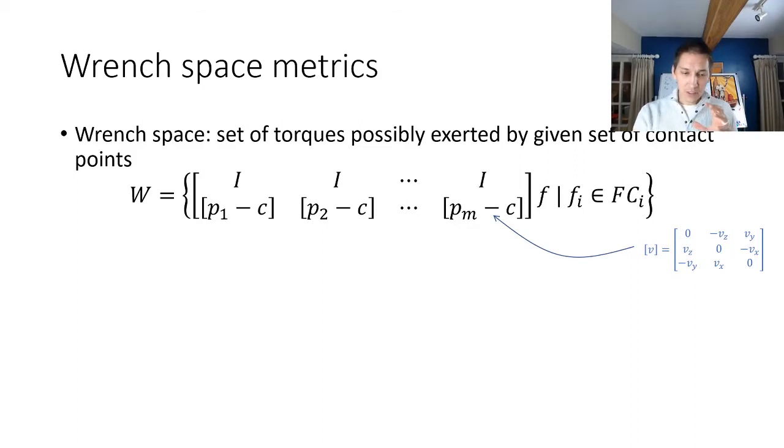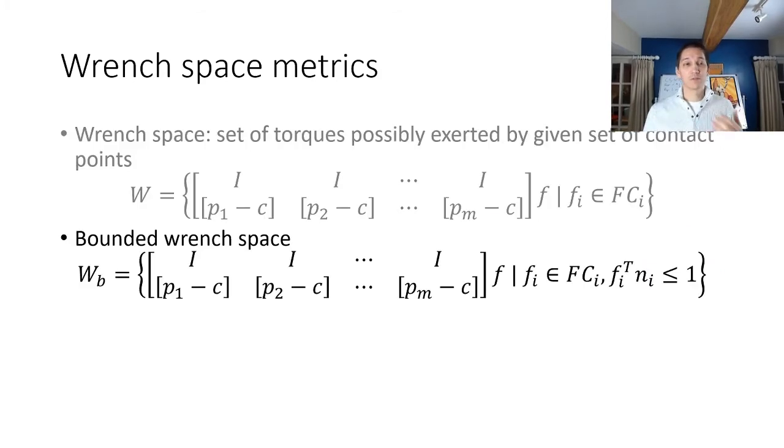Now, these are well and good for finding force closure, but we oftentimes want to not only determine whether we can resist a given wrench, but also how much force or how much effort we have to exert to actually resist that wrench. And for that type of purpose, we oftentimes use what's known as a bounded wrench space representation, which is very similar to the wrench space, except that we bound the normal force at each contact point to a maximum of 1 unit.